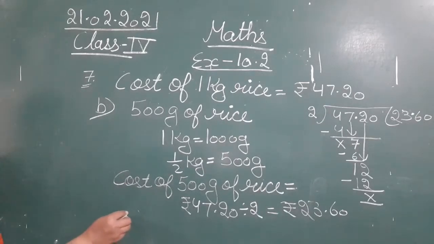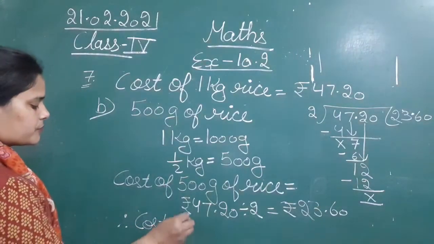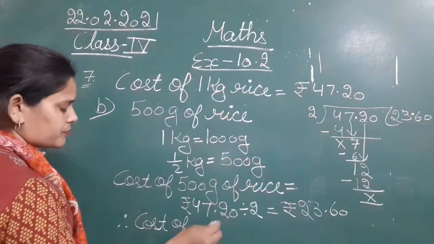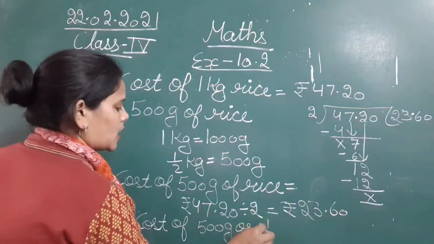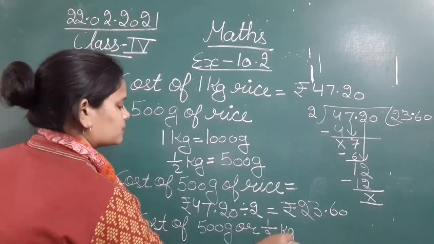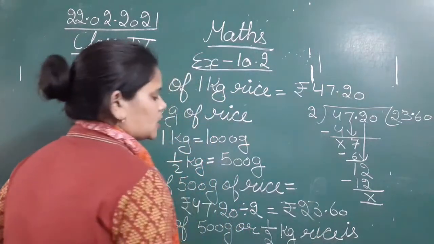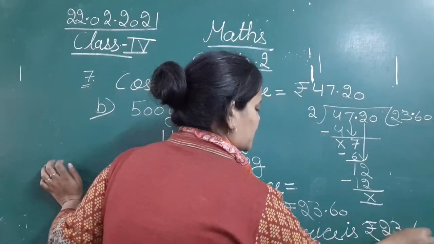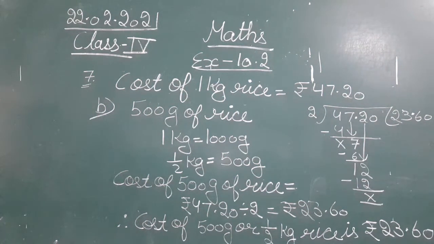So here we will write, therefore, cost of, sorry, I have just made a mistake, that is 23. Therefore cost of 500 gram or half kg rice is 23 rupees and 60 paise. Okay, therefore the cost of 500 gram or half kg rice is 23 rupees and 60 paise.